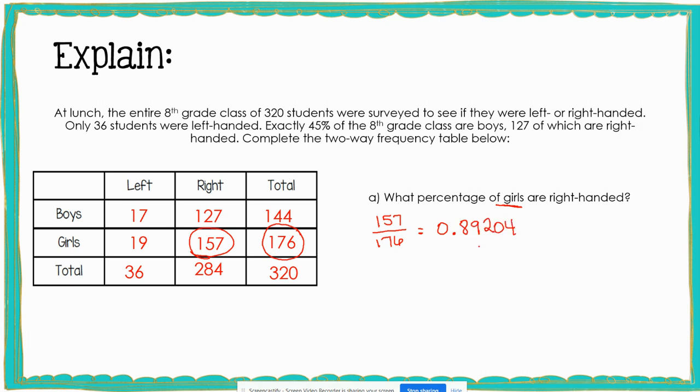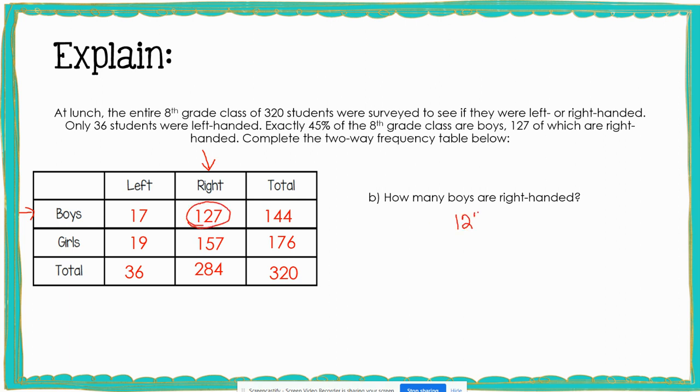Well, if I do 157 divided by 176, I'm going to get a long decimal, but it's about 0.89204, and it keeps going, and it doesn't really repeat either. Now, we can move this decimal 2 places to the right, and it's going to end up between the 9 and the 2. So as a percent, I can say this is approximately 89.2% if I rounded it to the nearest tenths place. B says how many boys are right-handed. Well, when I look at my boys, this is my row for boys, and this is my column for right-handed. Well, there are 127 boys who are right-handed.